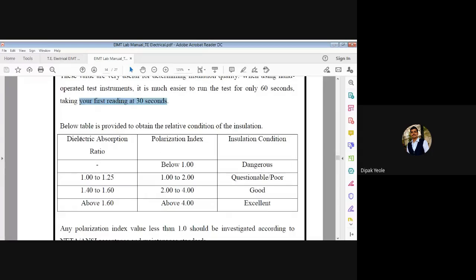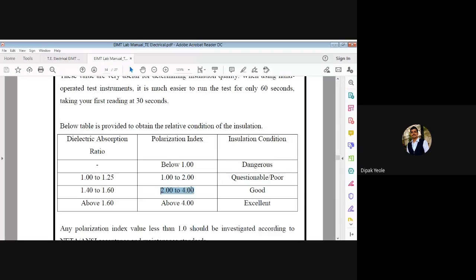So here I have used the combined dielectric absorption ratio values as well as the polarization index values, and based on this value our insulation condition can be determined. So here you can see if the polarization index is below 1, obviously the insulation condition is very dangerous, and in this condition we have to replace the insulator. 1 to 1.25 for DAR, or a value of polarization index between 1 to 2, is questionable or poor. Yes, I already told you our value should be greater than 2 for the case of polarization index.